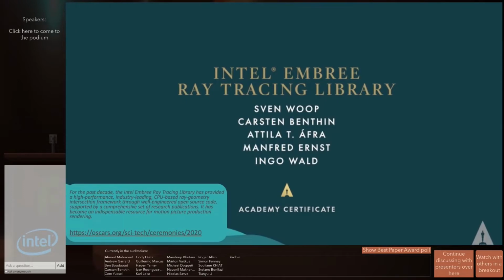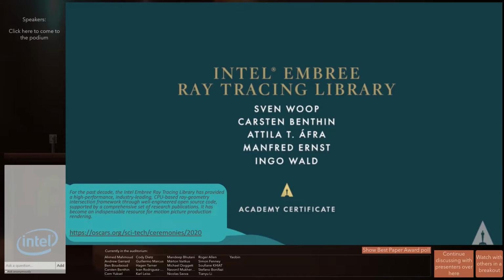The One API Rendering Toolkit first started almost 10 years ago with the Intel Embree library. Carsten and Ingo are up next to talk more about that. Our team and former team members are thrilled with the recent recognition of Embree's impact by the Academy of Motion Pictures at this year's Scientific and Technical Awards ceremony.